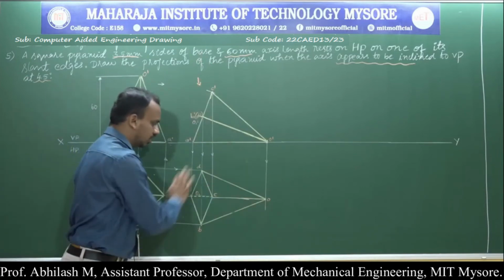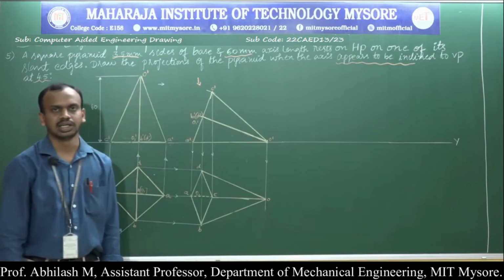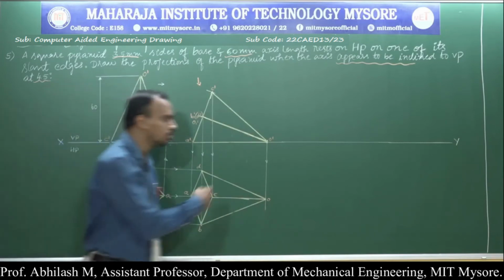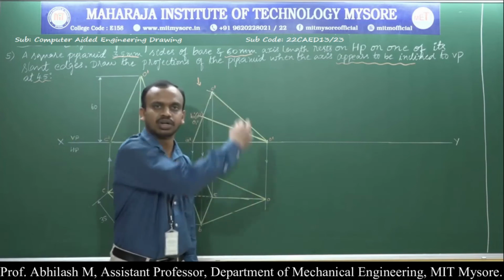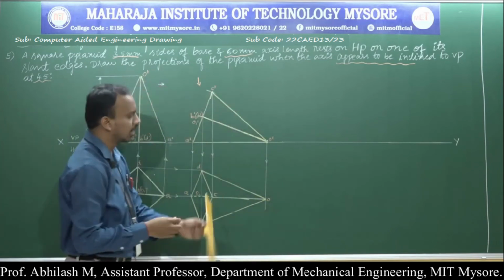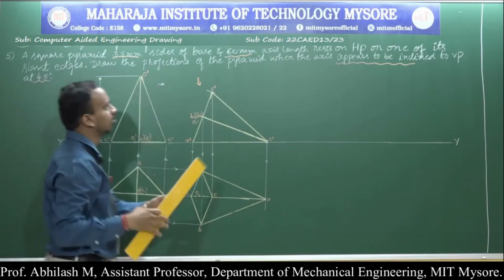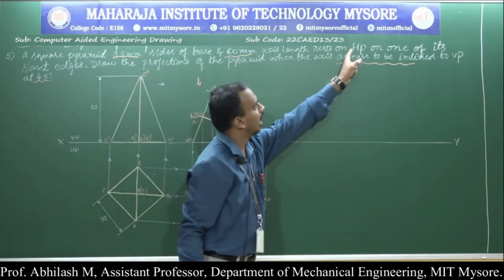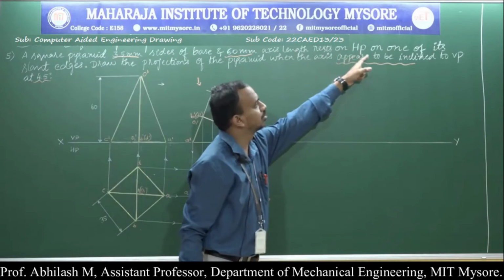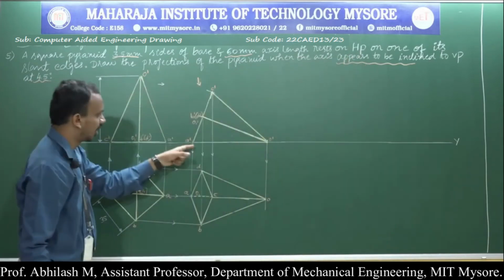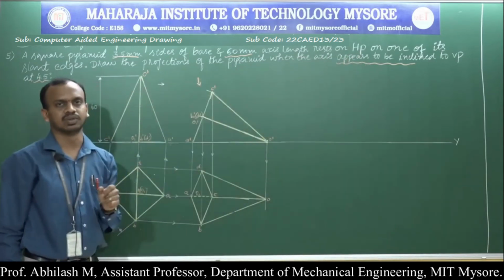So based on those conditions, we have completed the second position. In order to move to the next position, we should refer to our question. We have completed the two conditions that they have specified. One is a square pyramid, 35 millimeter, 60 millimeter axis length, resting on HP on one of its slant edges. We rested it and we have completed the position.